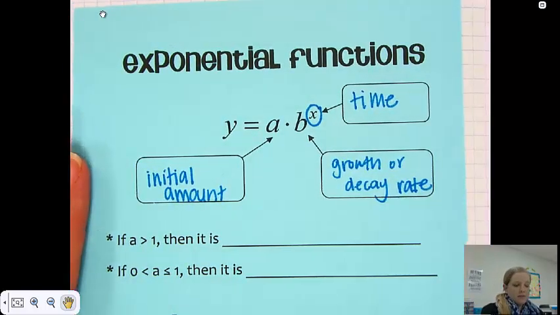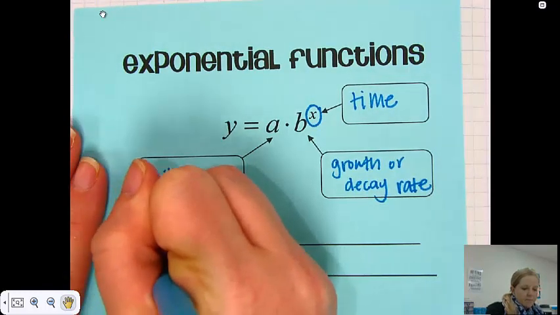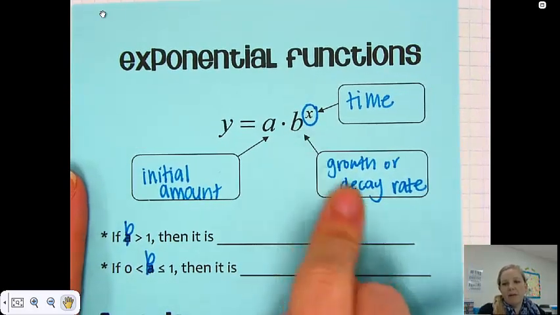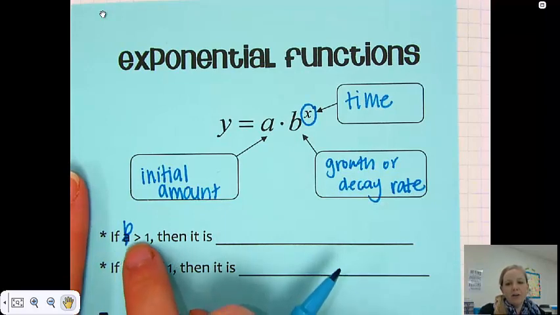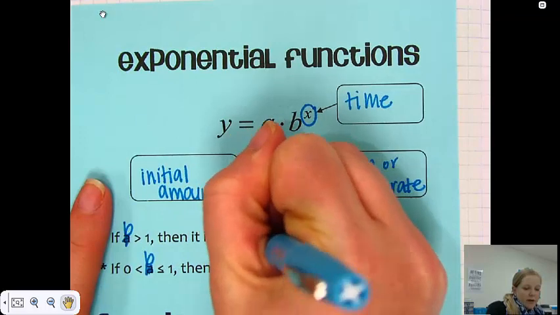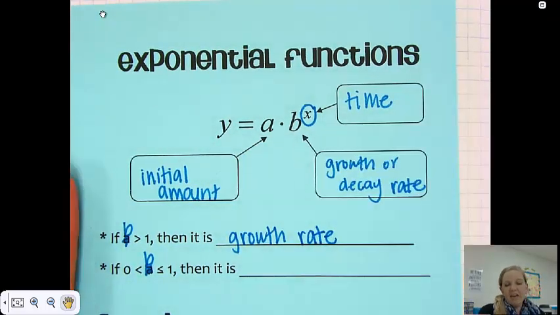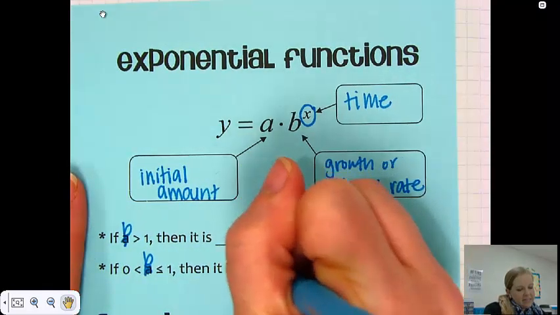Alright, so go ahead and cross off these A's because it's supposed to say B. Alright, so when we look at B, we look at the base of our exponent. We're going to say, is it growth or is it decay? Well, if B is greater than 1, then it is a growth rate. If B is in between 0 and 1, then it is a decay rate.